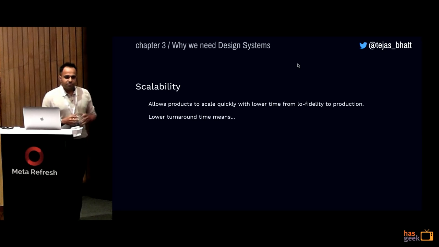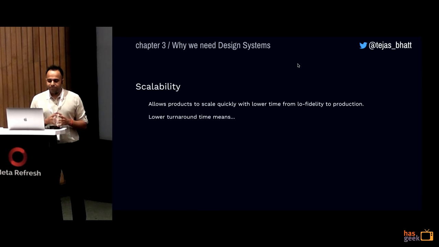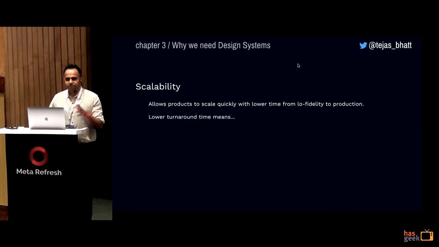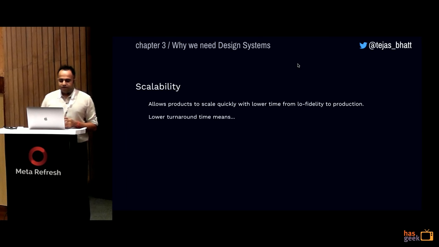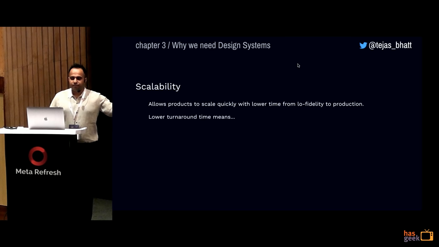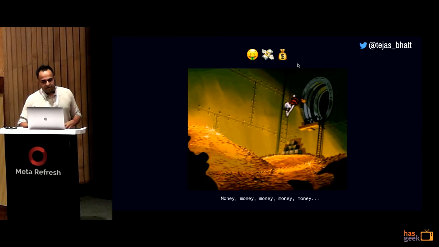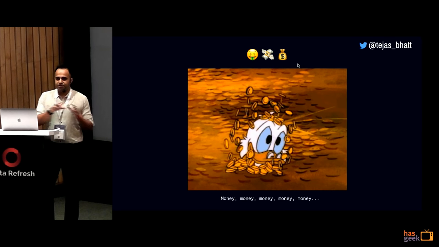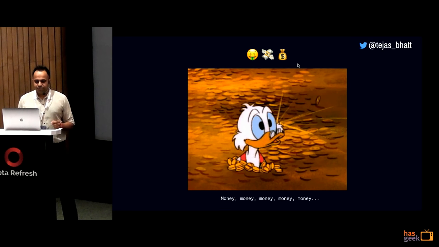Scalability. Having an already established design system makes it very easy to scale your product. At WebMD especially, they saw that they didn't have to create new components for almost a year, which meant they could wireframe something and start putting together the visual design and production immediately from there. It created a much lower turnaround time from a low fidelity concept to production, and that means money. When you can move things fast between concept and production, it saves a lot of money for the company.